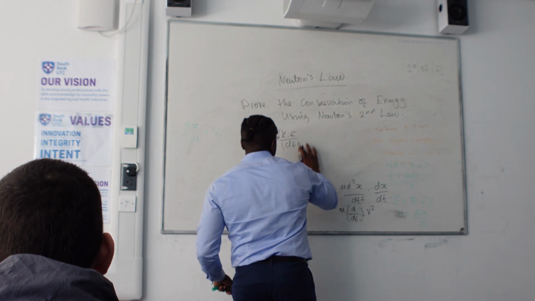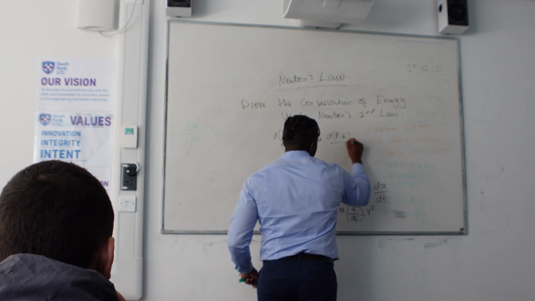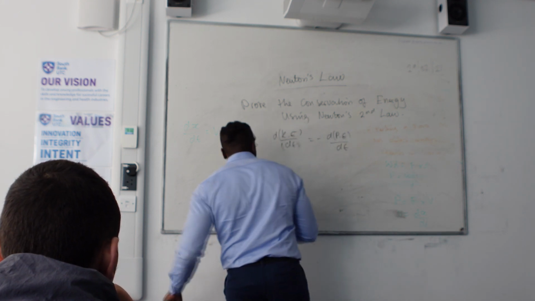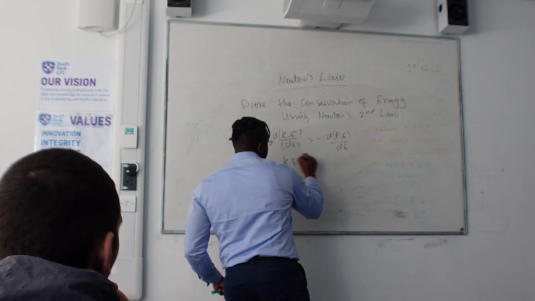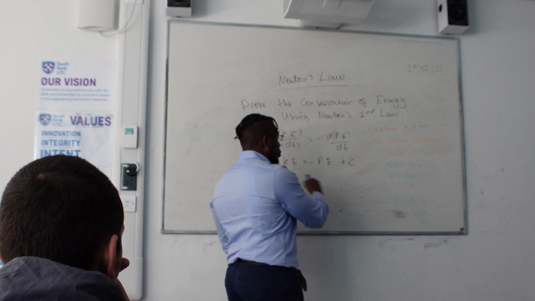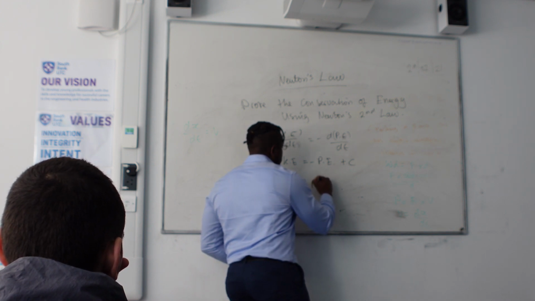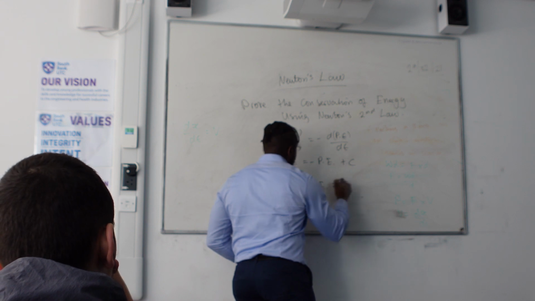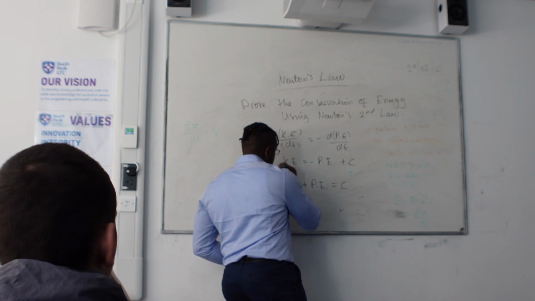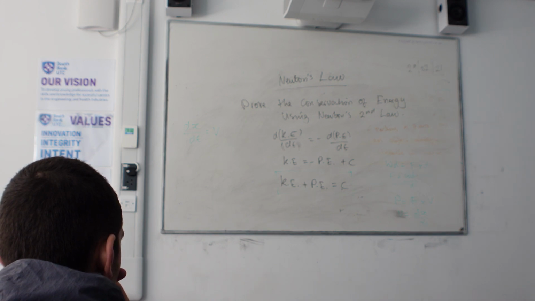What am I doing? Equals minus dpe over dt. I'm going to integrate them once with respect to time, and I'm going to get ke equals minus pe plus c. When I rearrange and have c just on the right side, I have ke plus pe equals constant. And that, my friends, is the expression which tells us that energy is conserved.